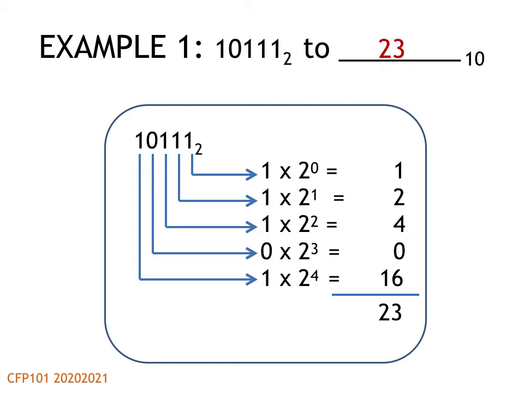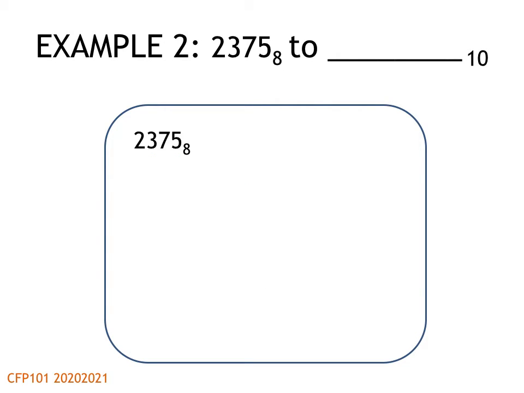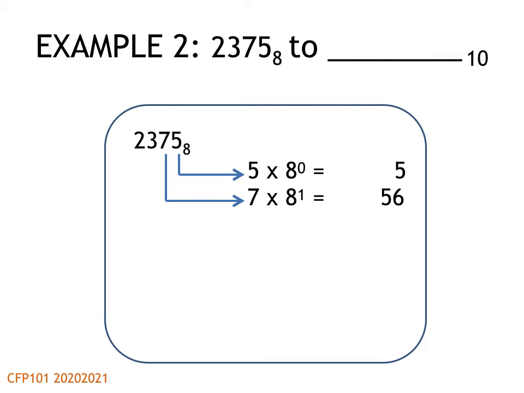Okay, now next example. We have 2,375 base 8, and we want to convert that to base 10. Okay, let's start with 5. So we multiply that by what? 8 raised to 0. So again, anything raised to 0 is 1, so we still get a 5. Next, we have 7. The 7 multiplied by 8 is 56. Now 3. Now 3 multiplied by 8 squared. 8 squared is 64. So we get 192.